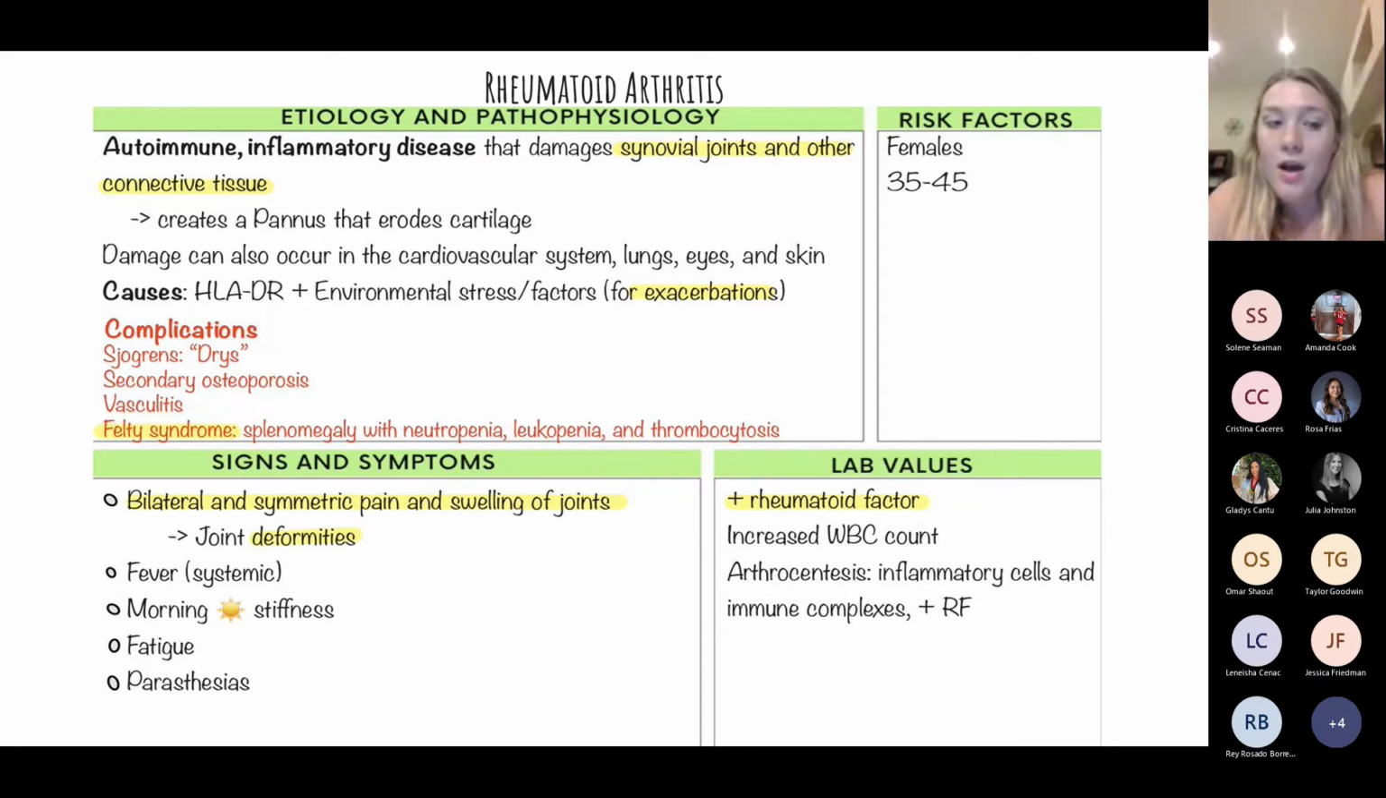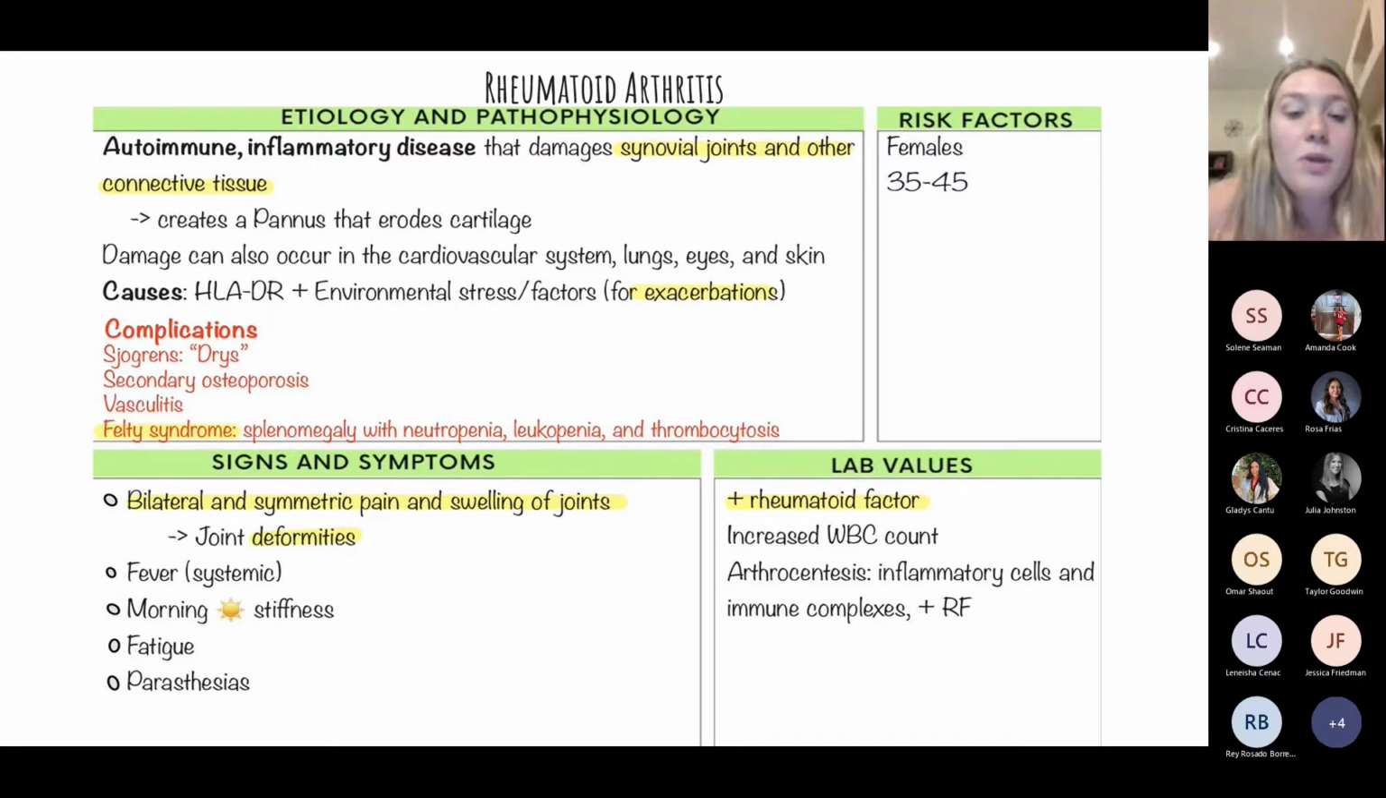because it's happening all throughout my body. You're going to have fever. Why? Fever is systemic. It's a systemic issue. You're going to have lots of morning stiffness. They haven't been moving. And we'll talk about kind of education and treatment. But they're going to have lots of morning stiffness, fatigue, etc.